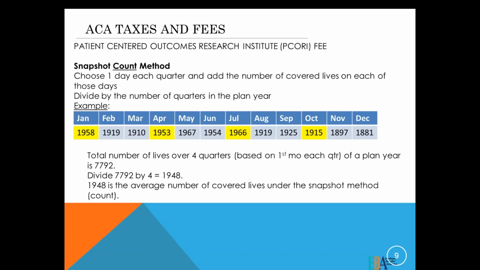So in my example here, the employer chooses to use the first day of each quarter for the method. On January 1st, they had 1,958 covered lives. April 1st, they had 1,953 covered lives. July 1st, they had 1,966 covered lives. And October 1st, they had 1,955 covered lives. The total for those 4 days is 7,792. Then you divide that by 4 because we're just looking at those 4 particular days. And this is the average number of covered lives under the snapshot count method.